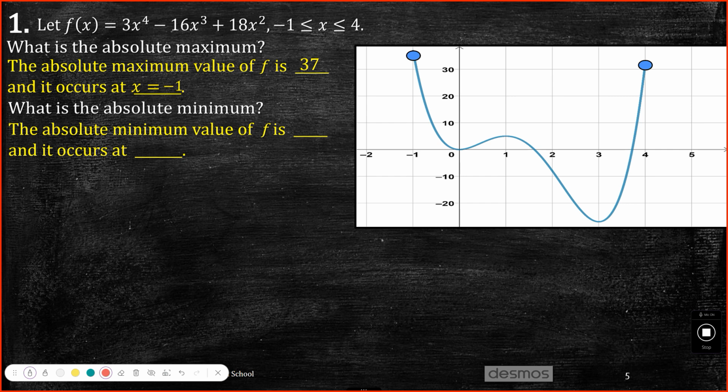What did I see? It's f of 3, not f of negative 3. What's f of 3? Negative 27. So it occurs at x equals 3. That's the minimum right there on that interval.